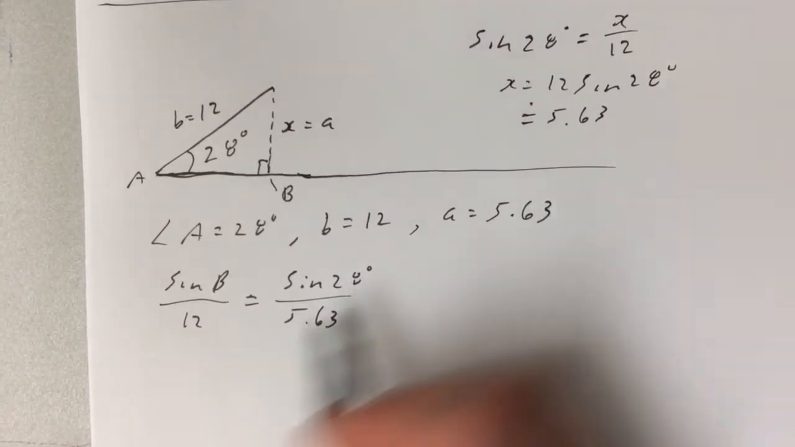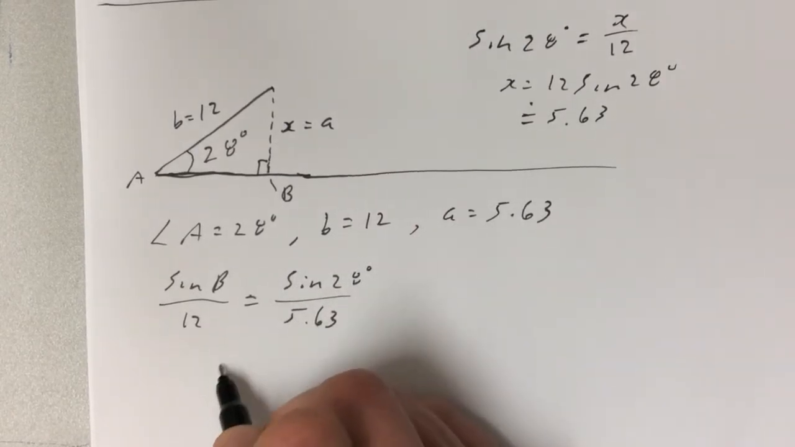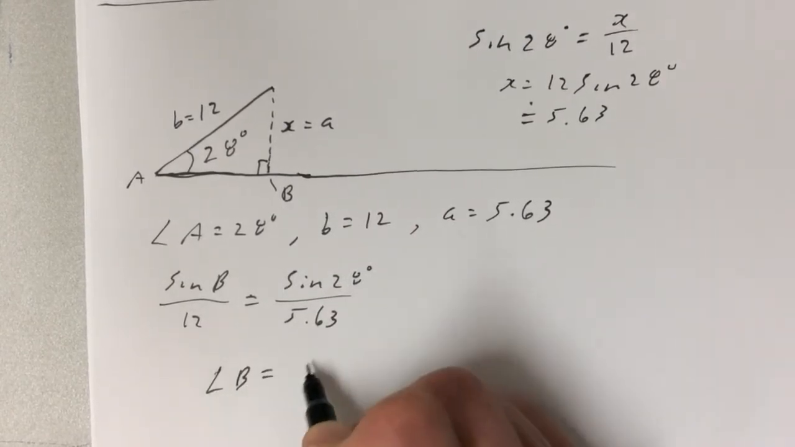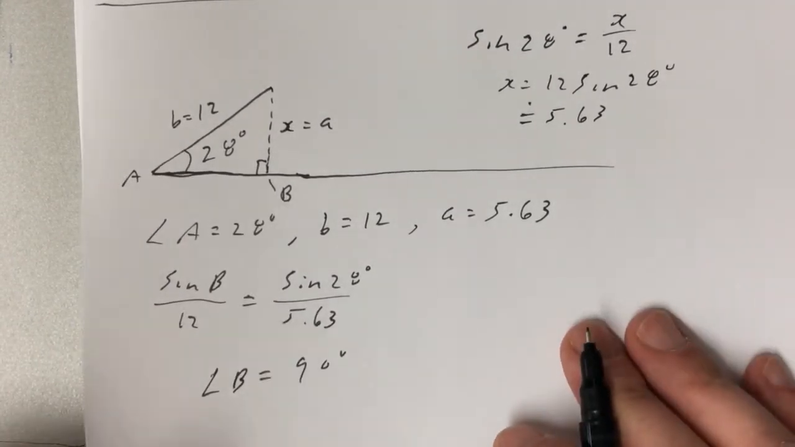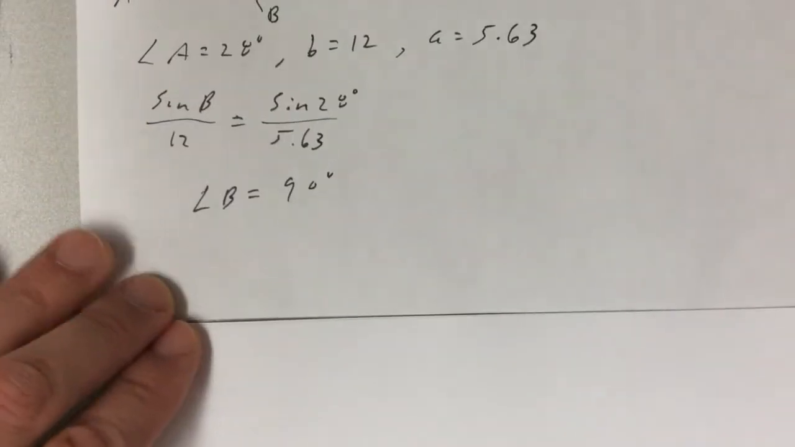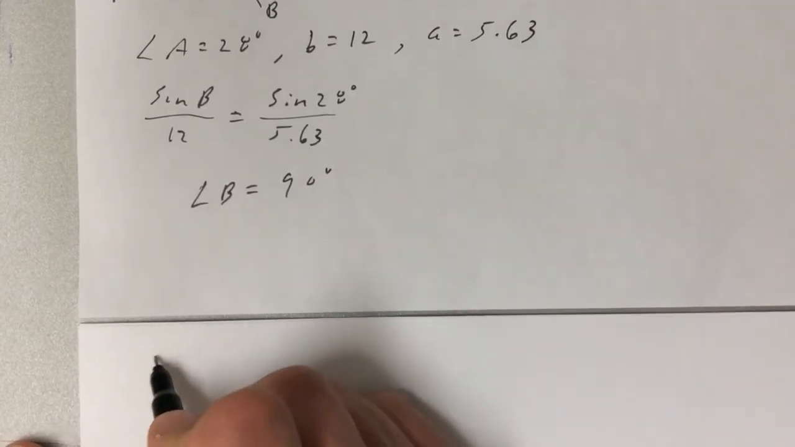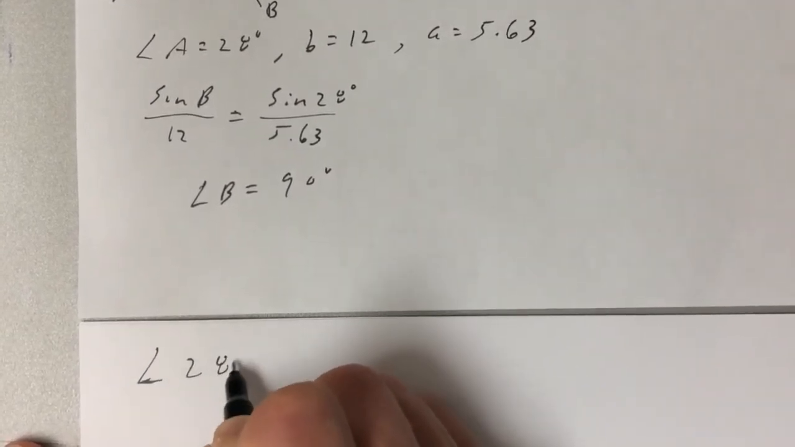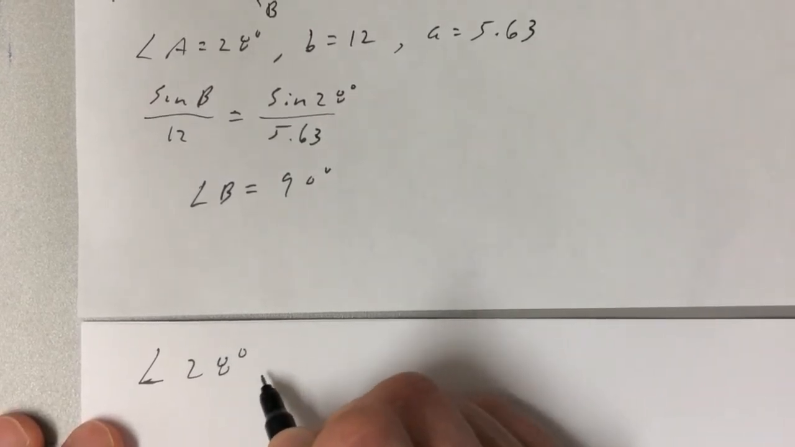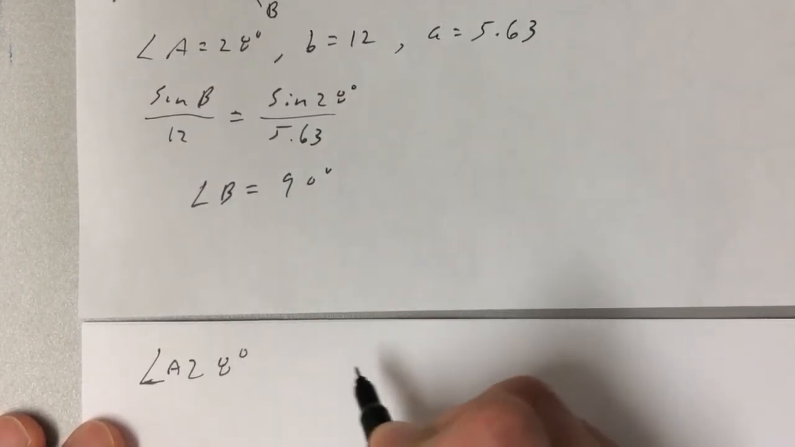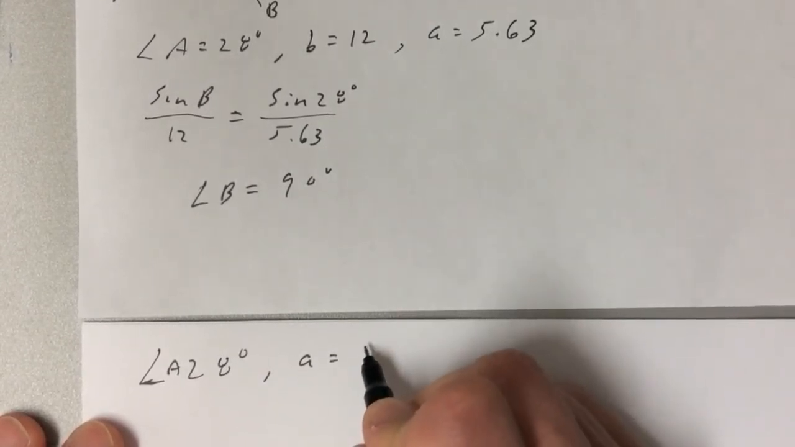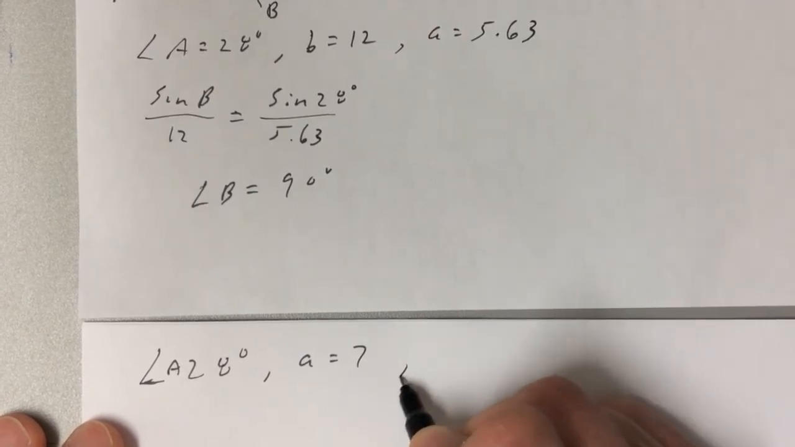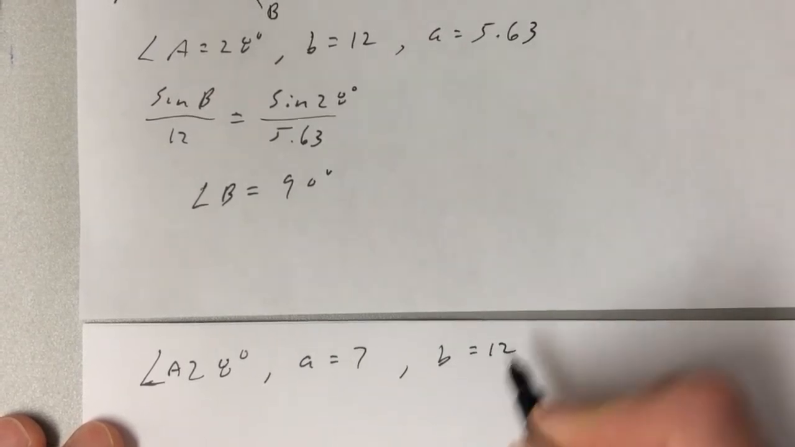Okay? And when you get that, you would have angle B, and you solve that, you'd have angle B equal to 90 degrees. So it's solvable. You get one triangle. What if I gave you a list where the angle is still 28, so angle A is 28 degrees, side A equals 7 units, and B is still 12.